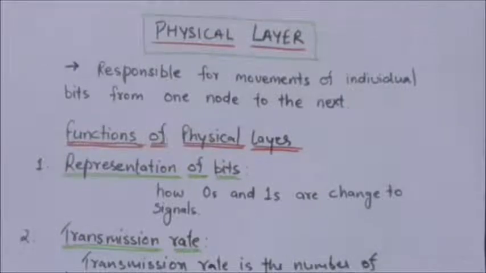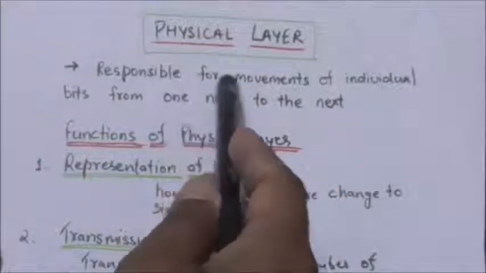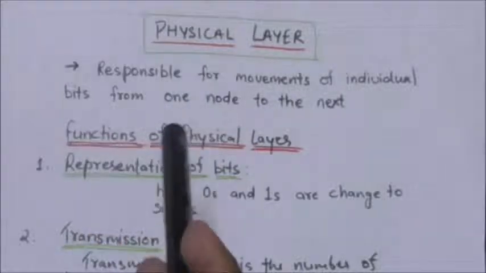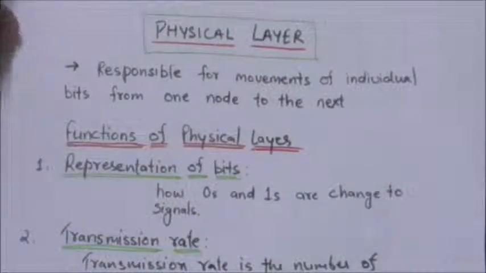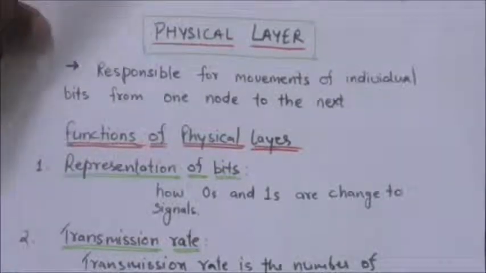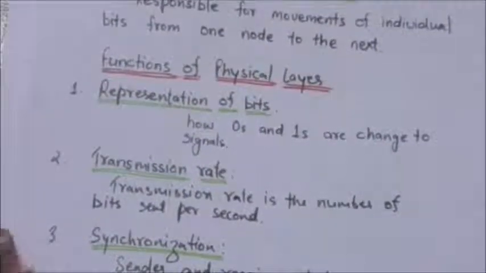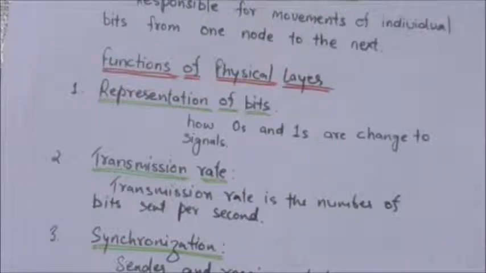Physical layer is the lowest layer of the OSI model. In the previous tutorial we studied about the OSI model. So the physical layer is the lowest layer of the OSI model, and it coordinates all the functions which are required to carry a bit stream over a physical medium. This physical layer is responsible for the movement of individual bits from one node to the next. So we will study the functions of the physical layer. What are the functions and responsibilities of the physical layer?